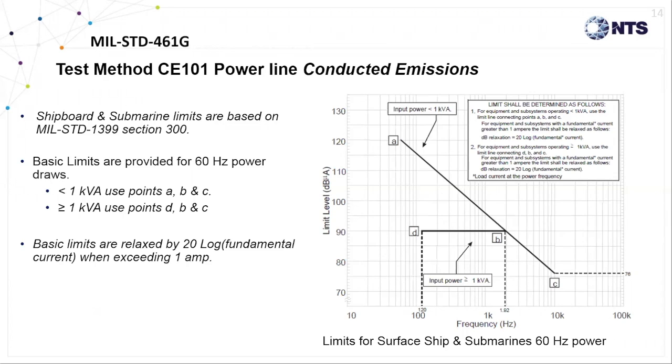For example, if the equipment draws less than 1 kVA, the limit line drawn between points A, B, and C will be used. Whereas the current draw equal to or greater than 1 kVA will use points D, B, and C across this graph. In each case, that limit will be relaxed based on the amount of actual current being drawn when the current draw is greater than 1 amp. So for instance, when the measurement is made in dB, such as dB microamps, any value over 120 dB microamps, which is equivalent to 1 amp, will be simply added to the limit point, creating a linear extrapolation.